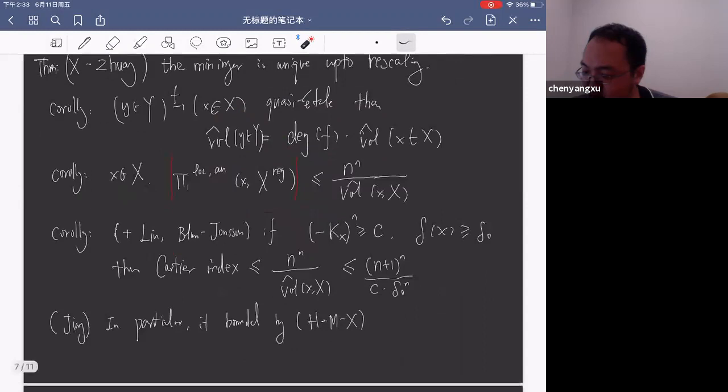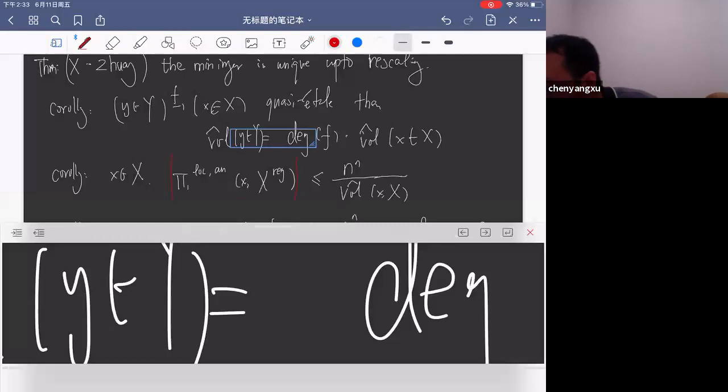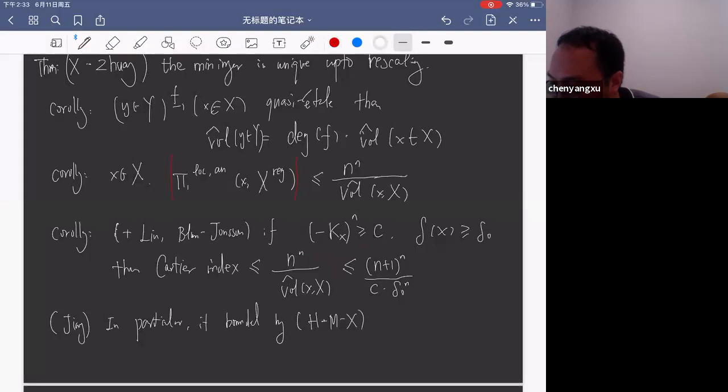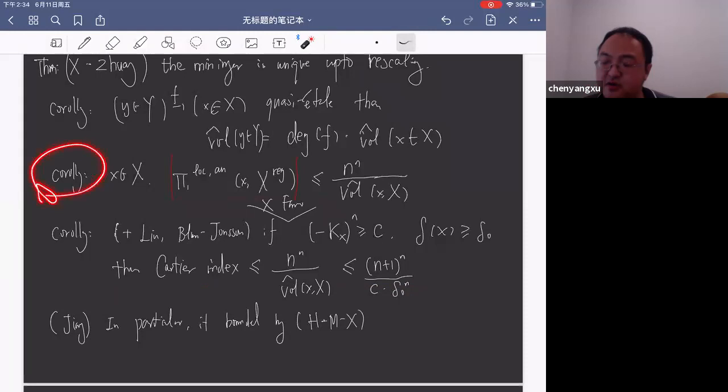And especially if you apply this globally, here X should be a Fano variety, and we fix the lower bound of the volume, and we also fix the lower bound of the delta invariant. Then from this, we can see that the Cartier index is bounded from above, by work of Liu and Blum–Jiang combined with this. Of course, if we bound the Cartier index, then by the Borisov–Alexeev–Borisov conjecture proved by Chen Jiang and myself, such Fano varieties are bounded.